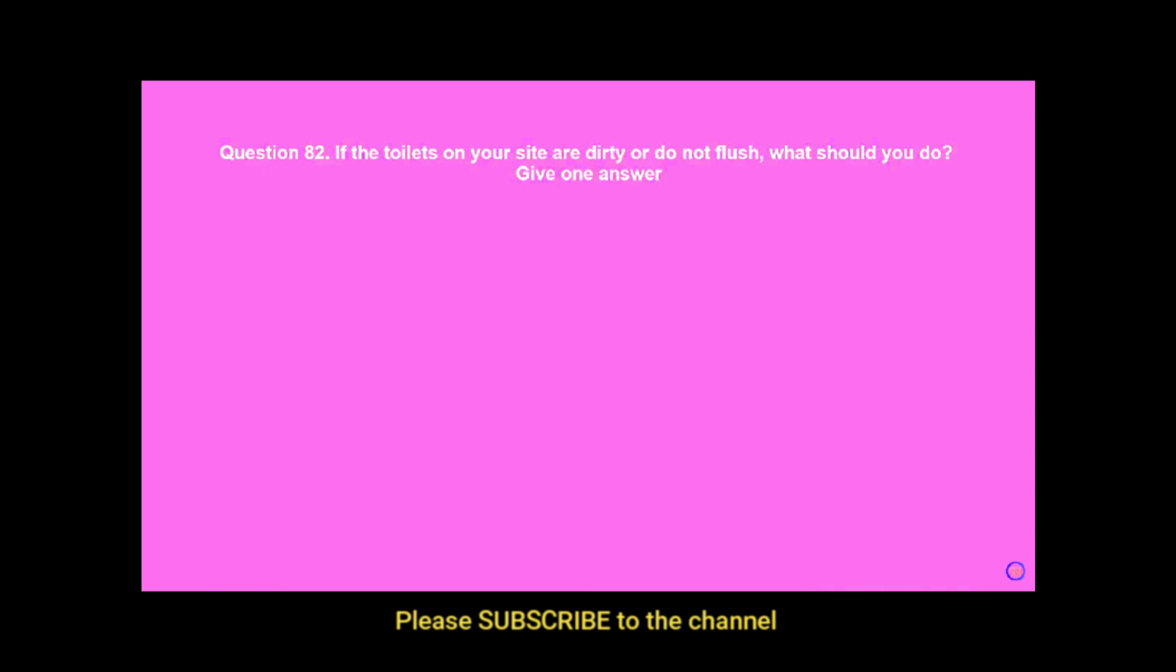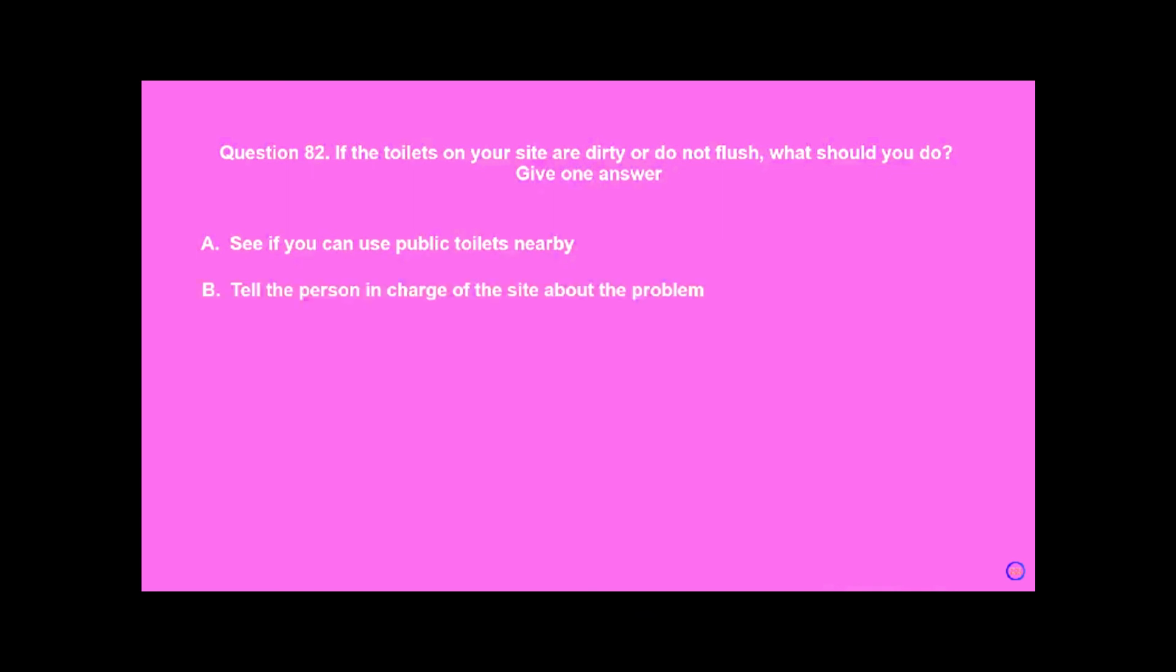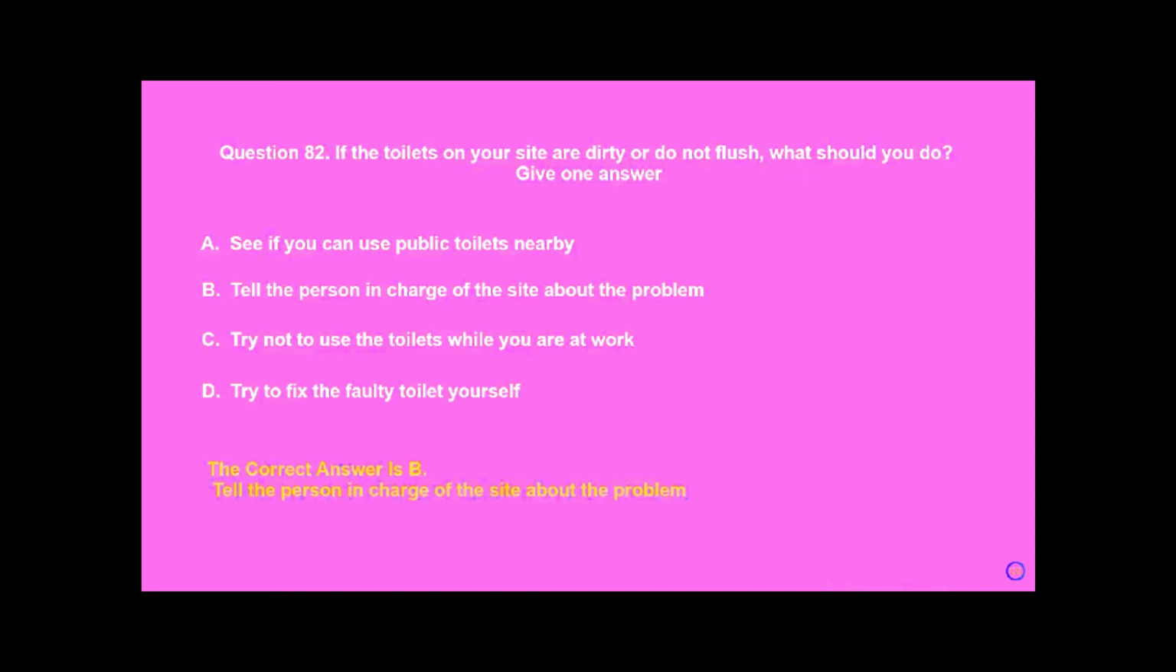Question 82. If the toilets on your site are dirty or do not flush, what should you do? Give one answer. A. See if you can use public toilets nearby. B. Tell the person in charge of the site about the problem. C. Try not to use the toilets while you are at work. D. Try to fix the faulty toilet yourself. The correct answer is B. Tell the person in charge of the site about the problem.